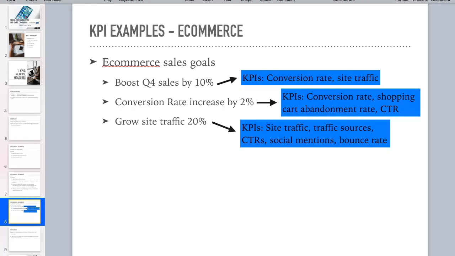Now, looking specifically at the conversion rate, what's interesting here is that the conversion rate is a goal to increase it by 2%, but it is also one of our KPIs.